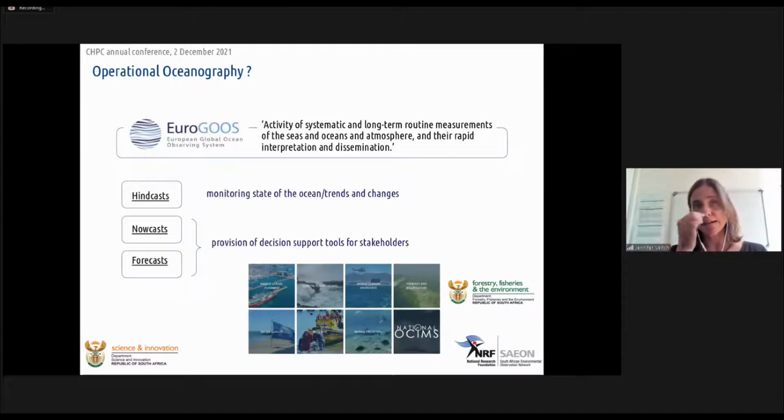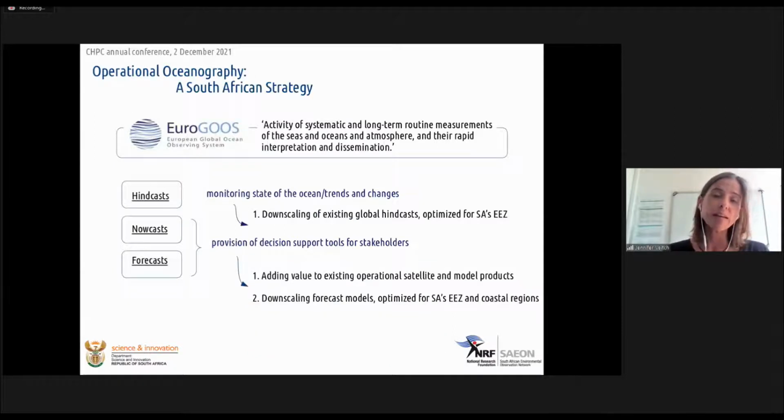So the usefulness of hindcasts is that they allow us to monitor the changing state of the ocean. And it helps us to understand those long-term changes and how they are related to atmospheric processes. Nowcasts and forecasts, on the other hand, provide immediately useful information for various stakeholders via dissemination portals like the National Oceans and Coastal Information Management System, or OCIMS, that was implemented by the Department of Forestry, Fisheries and the Environment, or DFFE.